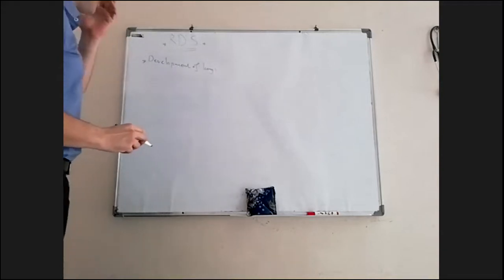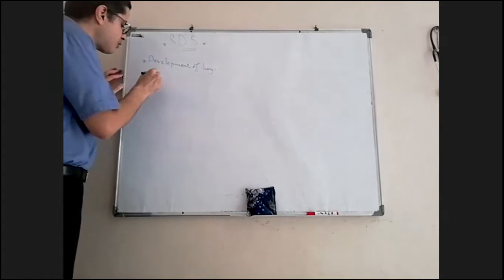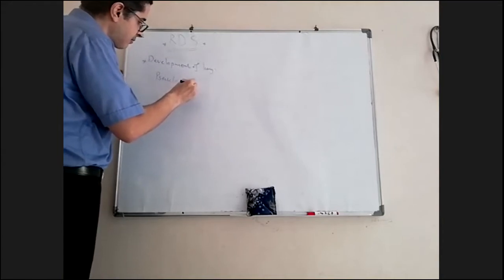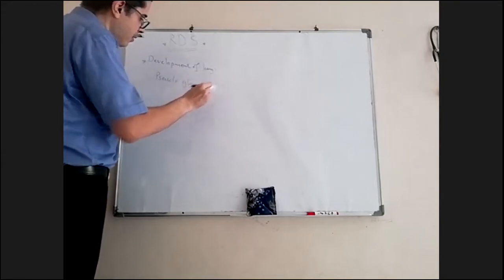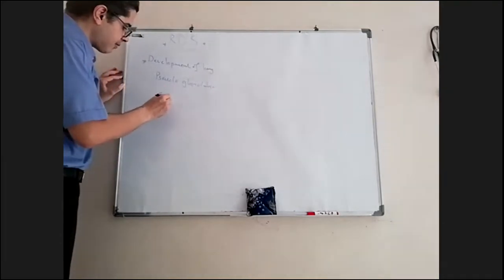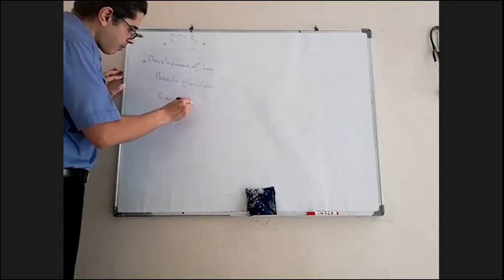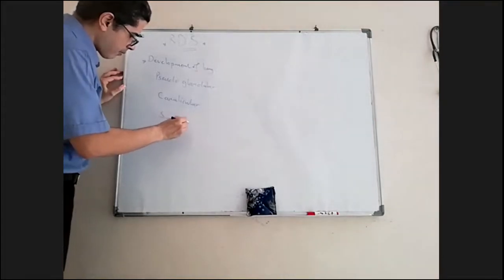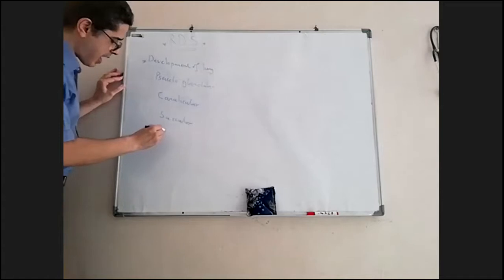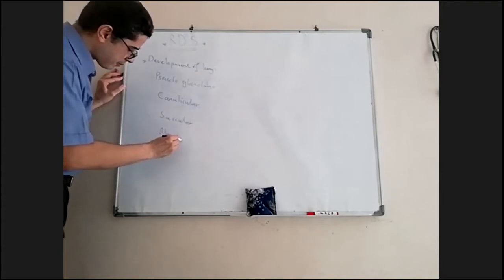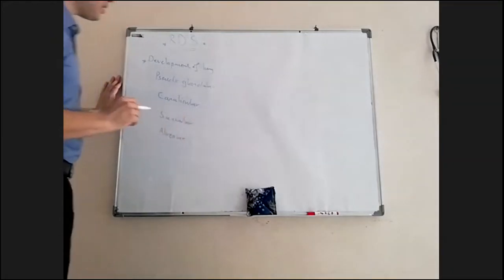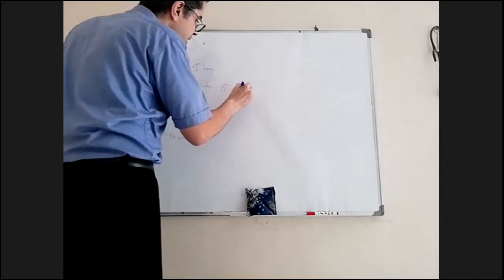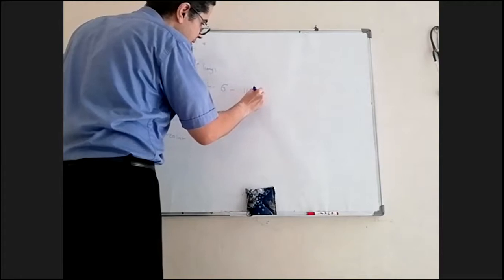For development of the lung, we have four stages. We have pseudoglandular, canalicular, saccular, and the last stage is alveolar. These are the four stages. So pseudoglandular is from 6 to 16 weeks.